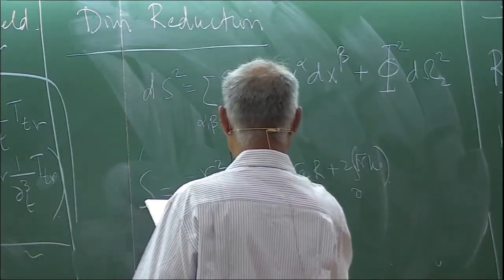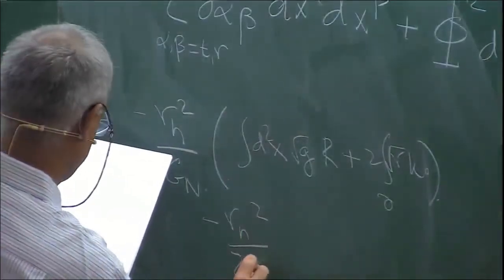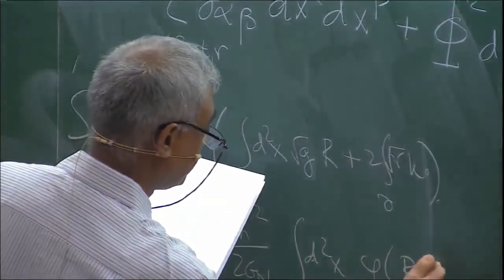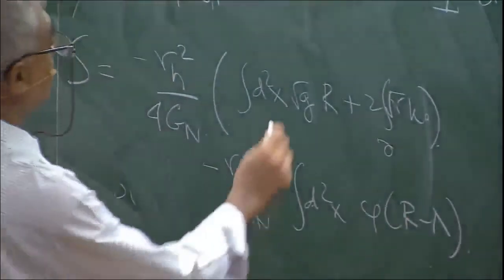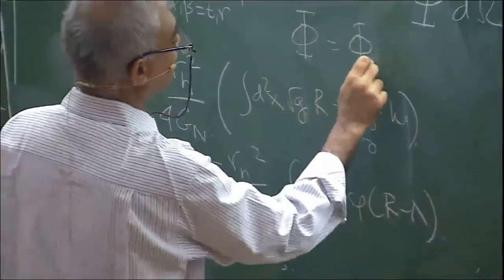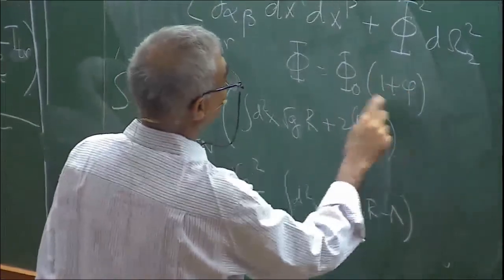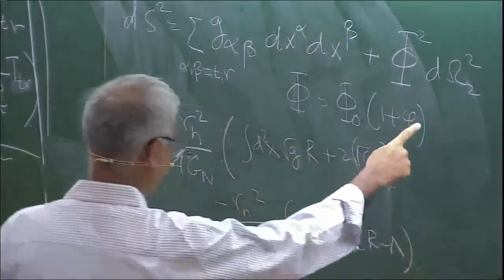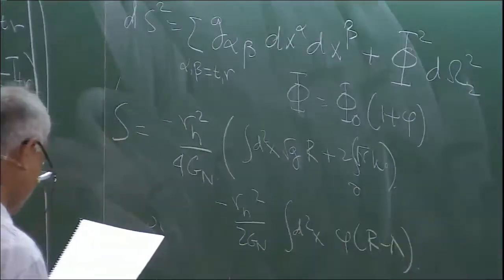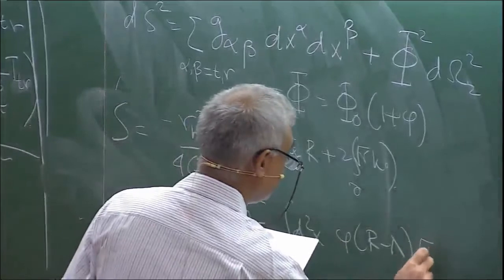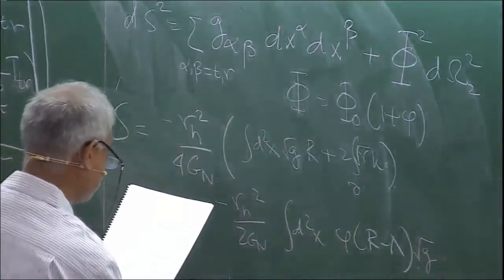I'm going to write capital phi as phi naught plus little phi. This phi naught will be R_H, the radius at the horizon. Okay, the little phi will be the fluctuation about it. This involves little phi and 2D curvature.